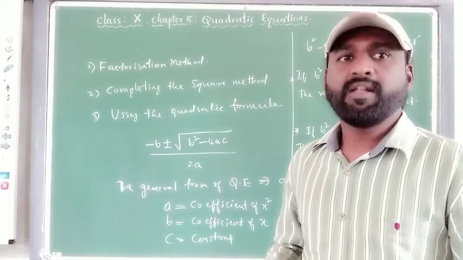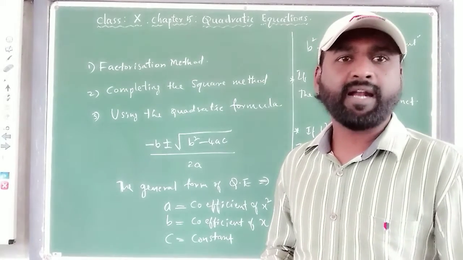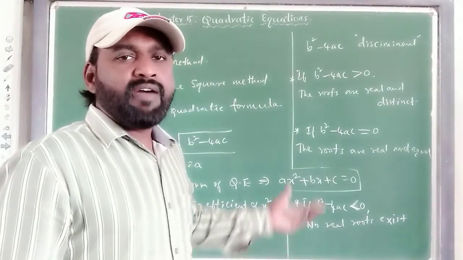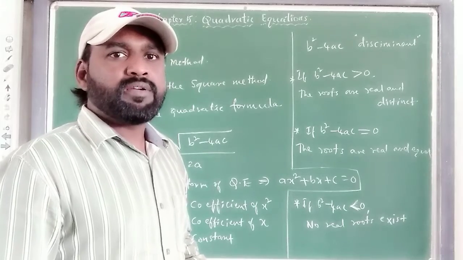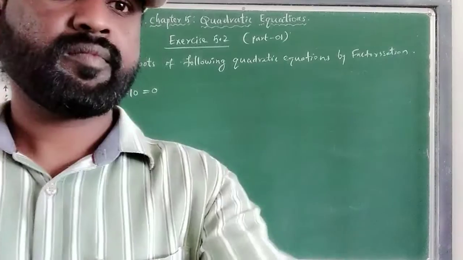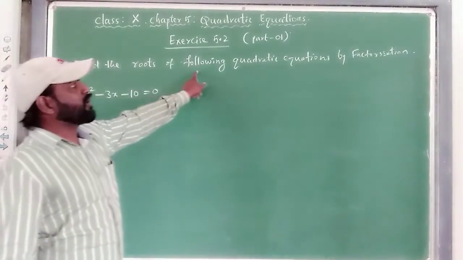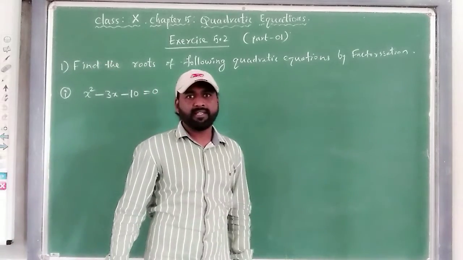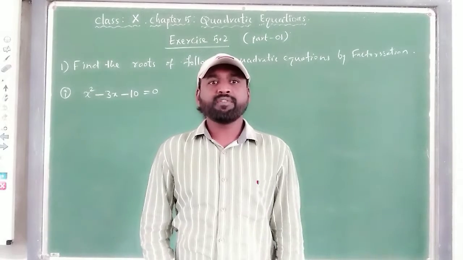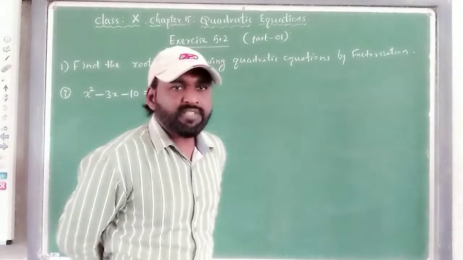So let us go for exercise 5.2 in order to find the solutions of the quadratic equation by the factorization method. Let us understand how to apply the factorization method to find the solution for the given quadratic equation. See, exercise 5.2, first question is given. Find the roots of the following quadratic equations by factorization method. Here some quadratic equations are given in the first bit. By using the factorization method, we have to find the roots of the given equation. Let us find the first one.